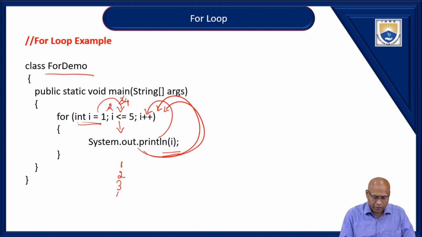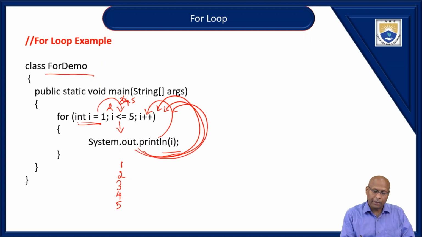Yes. True. True means come inside and print. Again I plus plus, I become 5. 5 is less than or equal to 5? Yes. Yes means come inside. Print 5. After printing 5, again the control goes here.